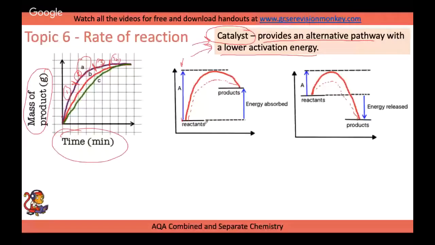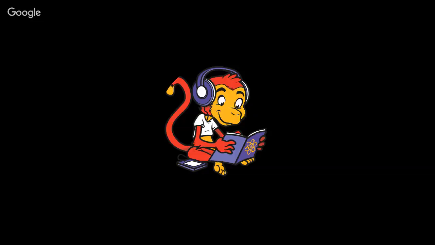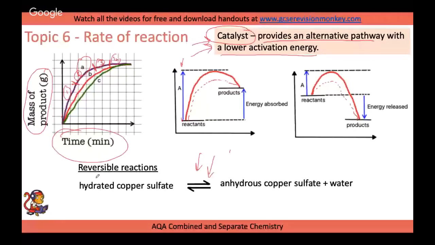Reversible reactions are reactions whereby the reactants make products and then the products can react again to make the reactants. The symbol for a reversible reaction is here, and you will have to be able to draw that in the exam. One example that they talk about in the specification is hydrated copper sulfate. That's got water in it.